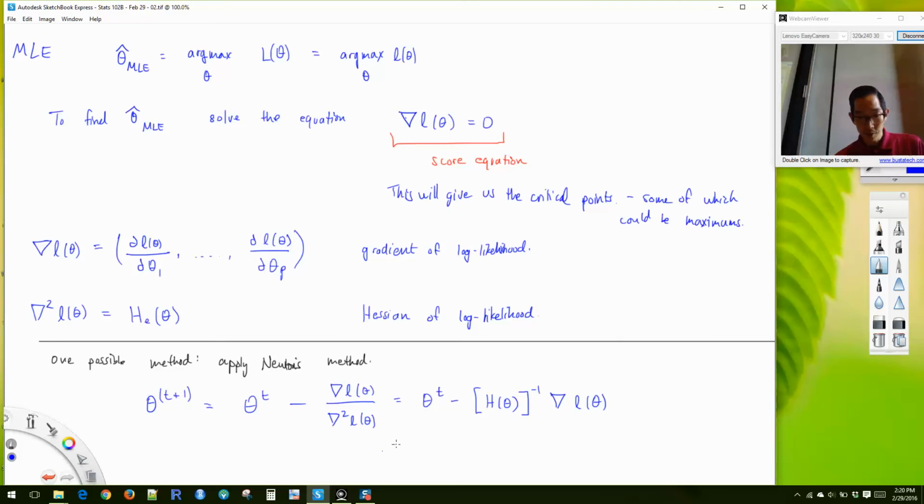If I take the negative term and put it inside, this piece right here is also equivalent to I of theta at time t. This is the observed Fisher information.